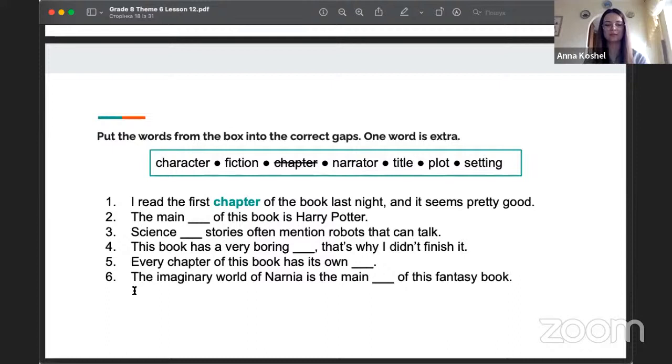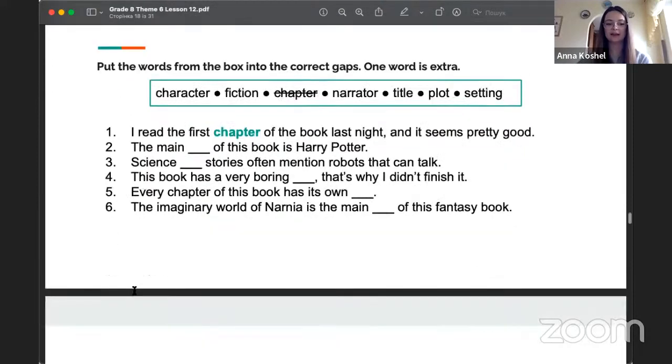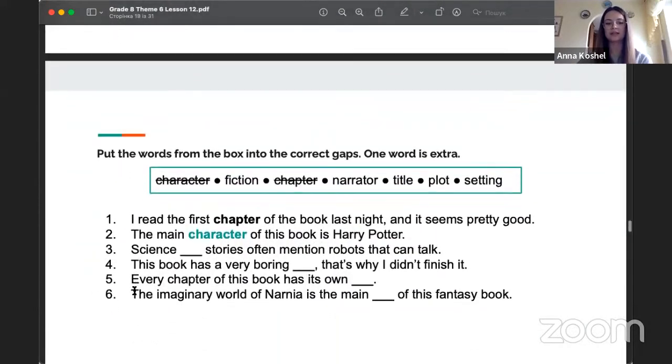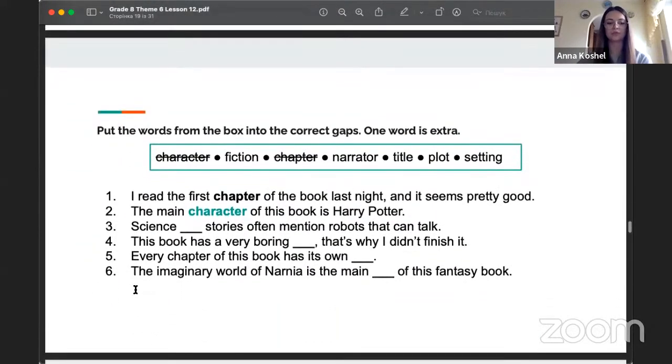So the main person, or if it is a literature word, then yeah, very good. I can see the correct answers in the chat already. The main character of the book is Harry Potter. So character. It's дієва особа or персонаж.